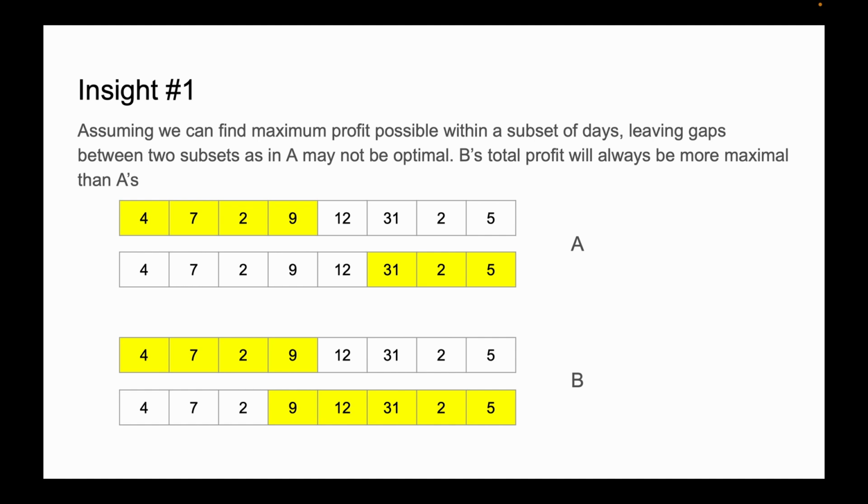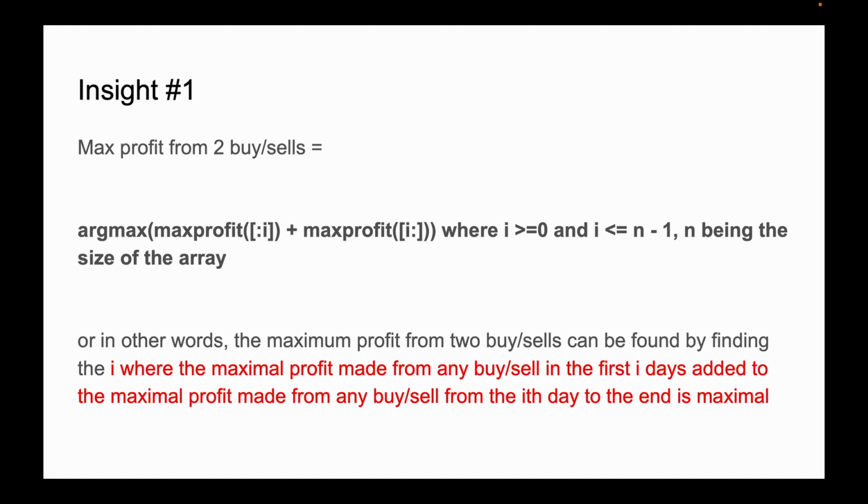In example B, we have 2 trading windows too. The first from day 1 to day 4, and the second one from day 4 to day 8. As we can see, example A will be less optimal as the 5th day has not been considered in both trading windows. Thus, we can come to this insight which will help us formulate our approach to solving this problem.